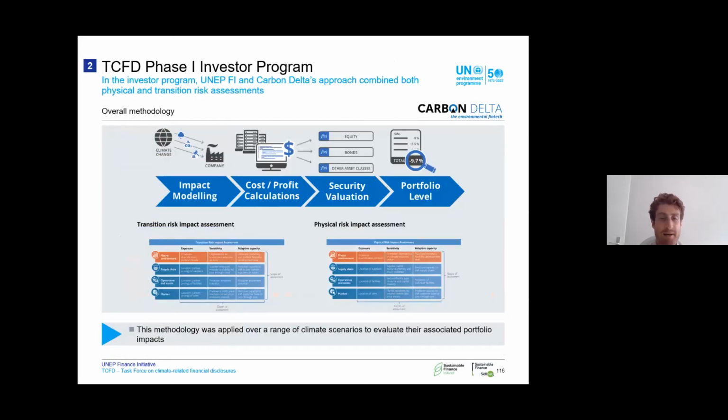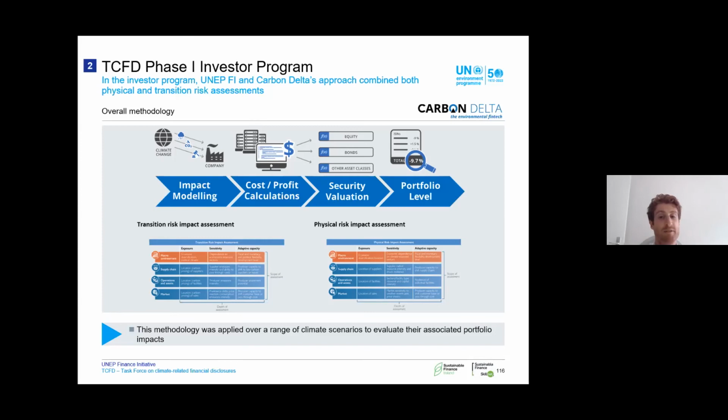The next and last of these pieces is on specifically the work done in the investor program with Carbon Delta, now part of MSCI, on impact assessments for investor portfolios. And the idea here was to think about how valuations change based on the specifics of a given scenario. So first asking the question, what are the impacts of different events?